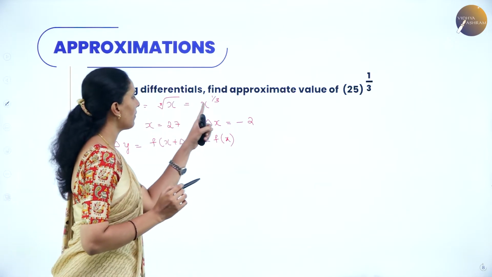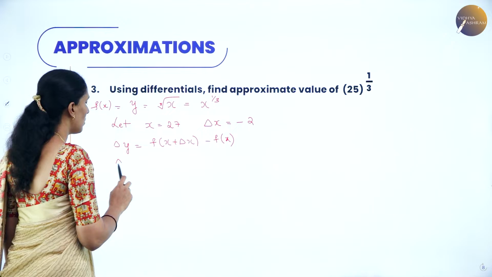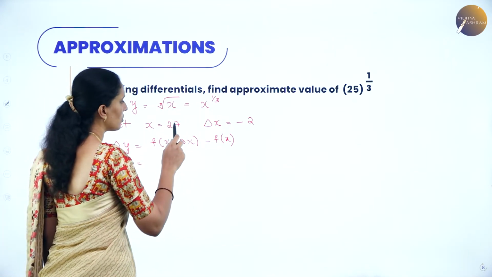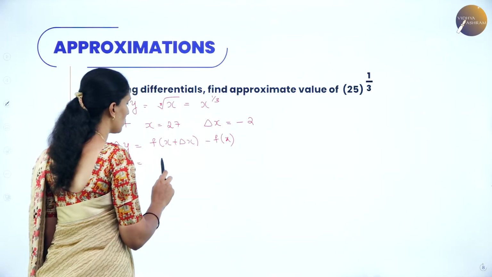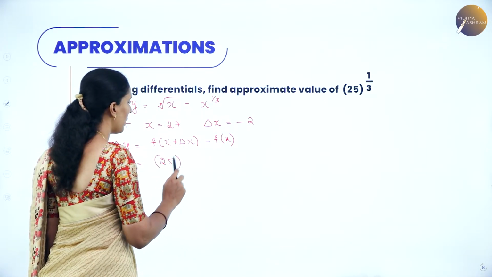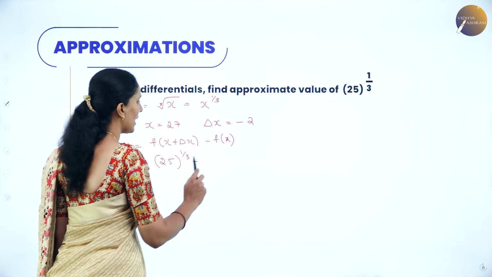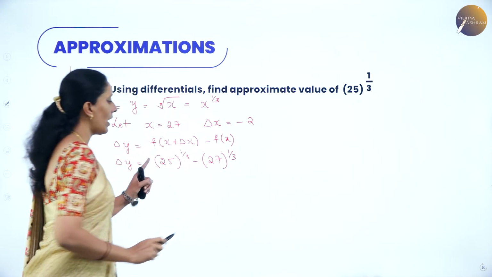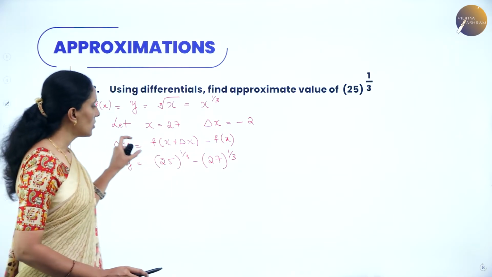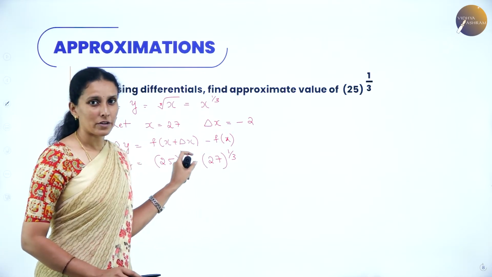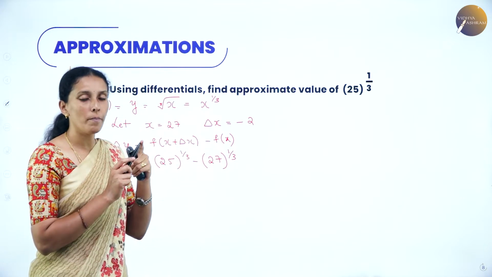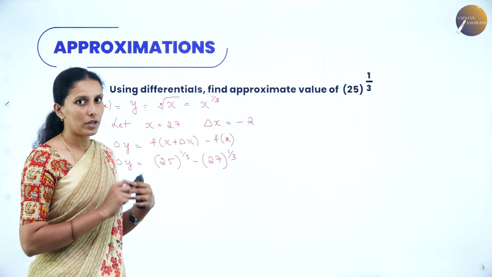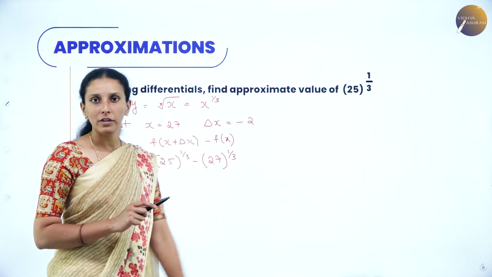So f of x is in the form of x to the power 1 by 3. So delta y can be written as (x plus delta x), which is nothing but 27 minus 2. So that is 25 to the power 1 by 3 minus x, which is nothing but 27 to the power 1 by 3. While doing these kinds of sums, choose the nearest perfect cube. So choose delta x so that you will get back the nearest perfect cube, or when you add or subtract it, you will get whatever is required.